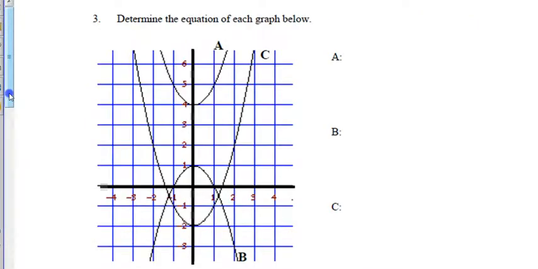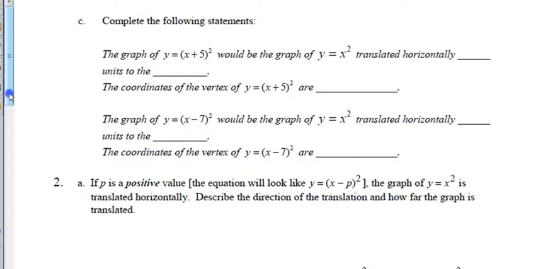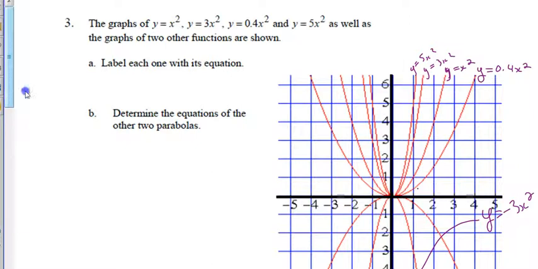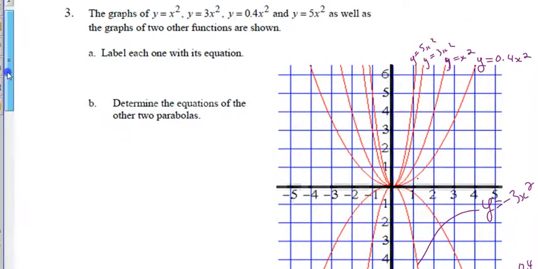Whoa, that was way too many pages. Okay, let's scroll and not use arrows.